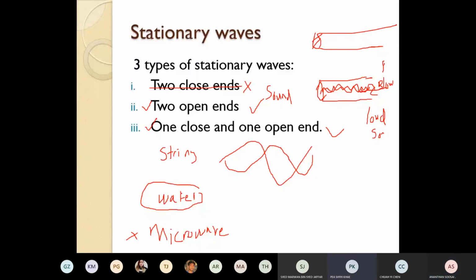Does a stationary wave only occur with a transverse wave, or can a longitudinal wave also produce a stationary wave? Yeah, both can. Sound waves are longitudinal, microwaves are transverse waves. So both can. Okay, thank you, teacher.